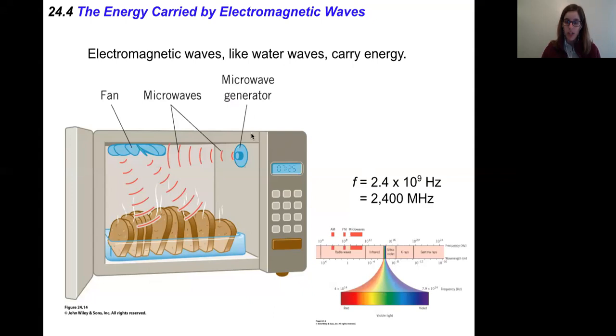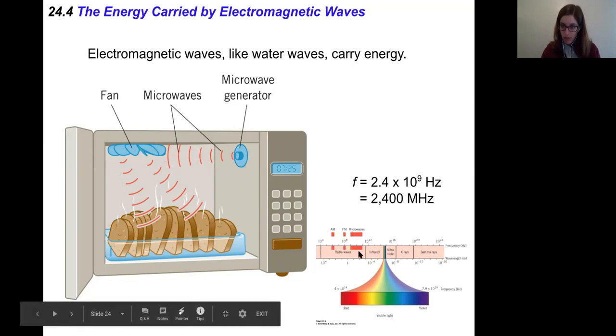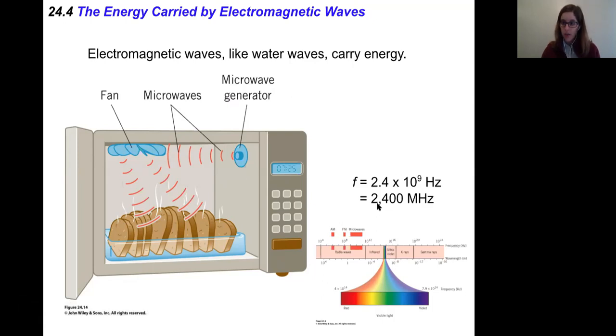The way it works is there's a generator of microwave waves up near the top. Those pass through. Then there's some sort of fan that distributes them or spreads them out over the food. It may not be a visible fan, but there's something to spread them out. And they're somewhere in the spectrum of microwave radiation, right? My microwave says that it's at a frequency of 2.4 times 10 to the 9 hertz, or 2,400 megahertz, I believe is what my microwave actually says.